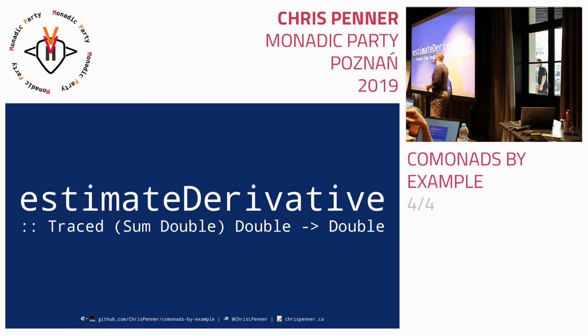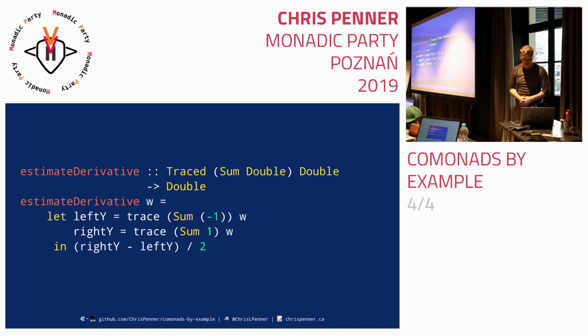It takes our function, our traced function here, which outputs doubles, and it outputs a double, which is an estimate of the slope at the current implicit position of our comonad. So that's going to start off at 0, but it can do it at any position in reality. So here's our function. We're going to pass in this w, which represents the entire function, not just the x argument, right? So this is our f function.